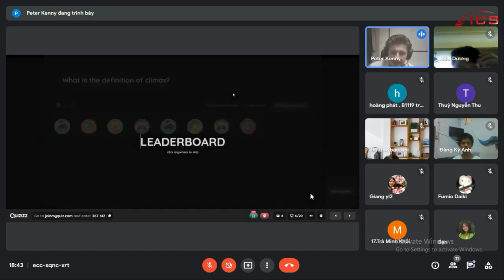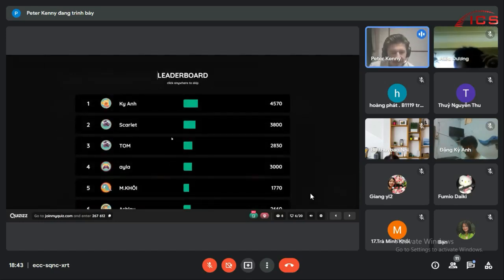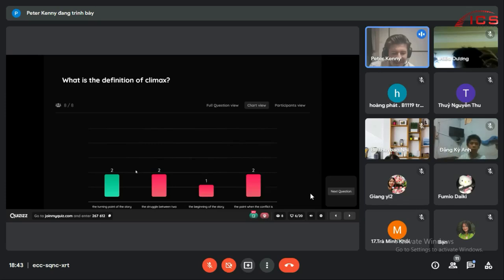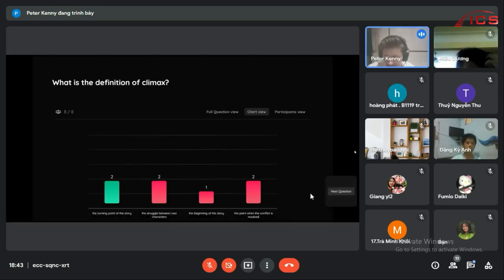All right, guys. What is climax? We've had a bit of help with that one today, so let's have a look. Yeah, guys, it's the turning point in the story. Sorry, let me hide this control bar so you can see. A struggle between two characters. I can see why that's confusing, but the point where the conflict is resolved, no, not quite yet. The climax is when we are resolving it, but it's not resolved yet. We're starting to.